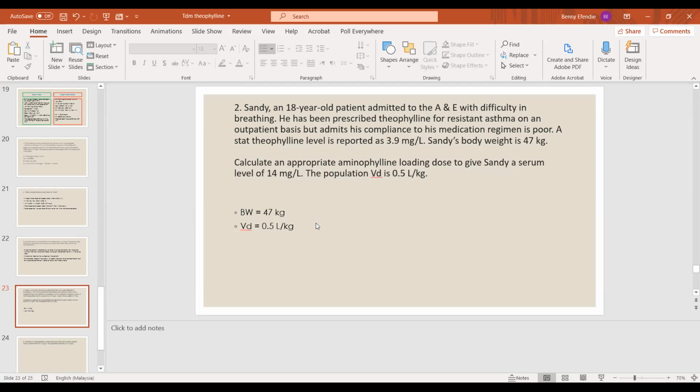So we know the population VD is 0.5, so the VD will be 0.5 times the kg. Can you help me? How many liters? 23.5. Yes, 23.5, because 24 is 48, right? Okay, liters. So now we need a loading dose.